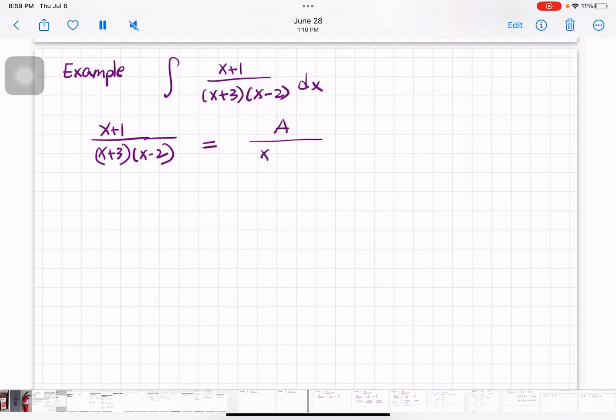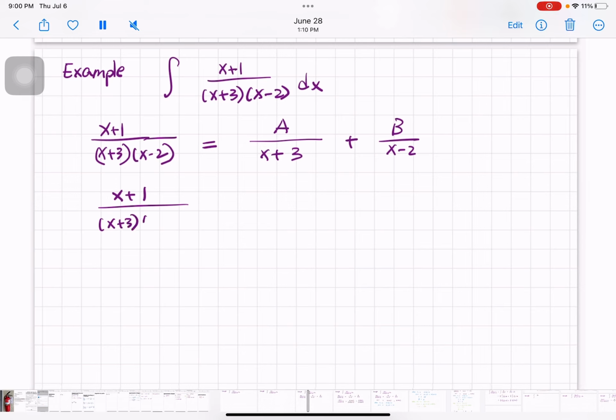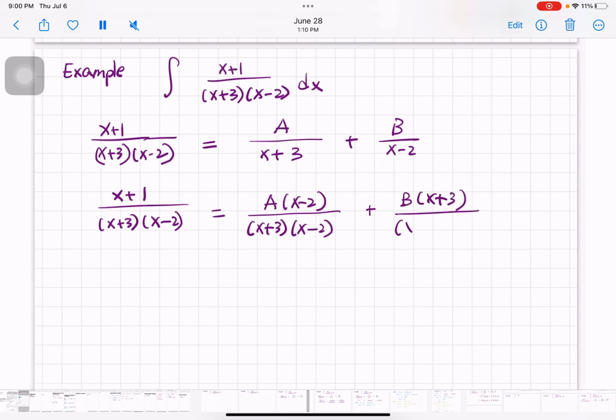The first fraction has a denominator of x plus 3, and then the second fraction has a denominator of x minus 2. But we do not know their numerators, so that's why we're using A and B to label them first. Our goal here is to find what is A and what is B. If we add A over x plus 3 plus B over x minus 2, we already know the common denominator is x plus 3 times x minus 2. So we multiply the first term by the missing factor x minus 2, and the second term by the missing factor x plus 3.